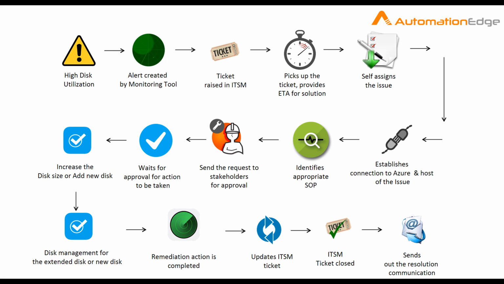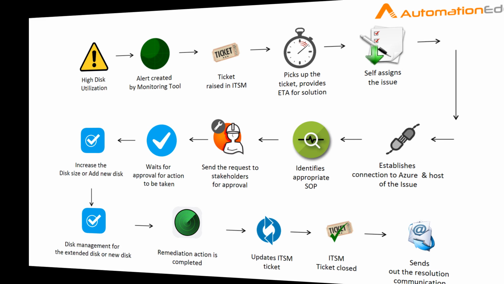Automation Edge waits for the approval for the action to be taken, post which it will either increase the disk size or add a new disk depending on the scenario in question. Following that, disk management will be done for both extended disk or new disk. Once the remediation action is complete, the ITSM ticket is updated, the ticket is closed, and as a final stage, Automation Edge sends out the resolution communication to the necessary participants of the use case. So let us begin by taking a look at how we have designed this workflow in Process Studio.